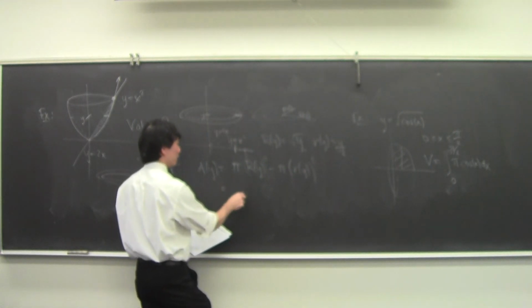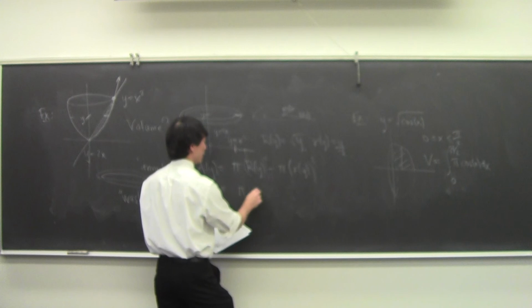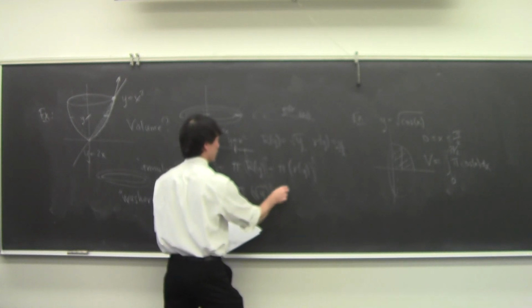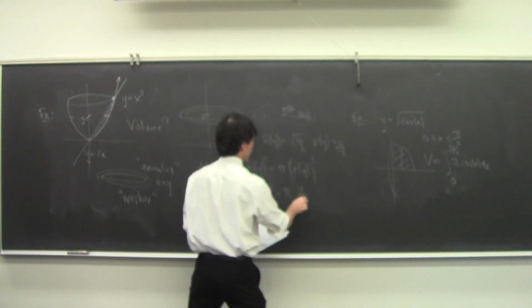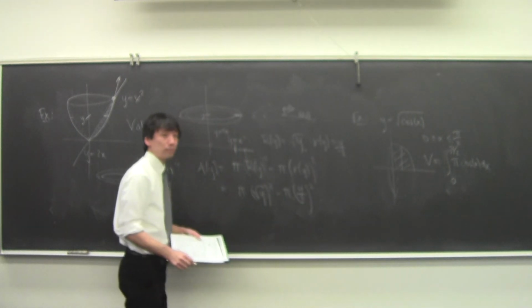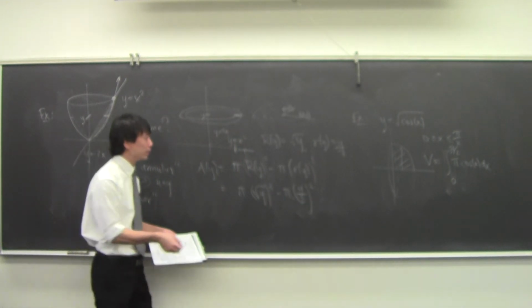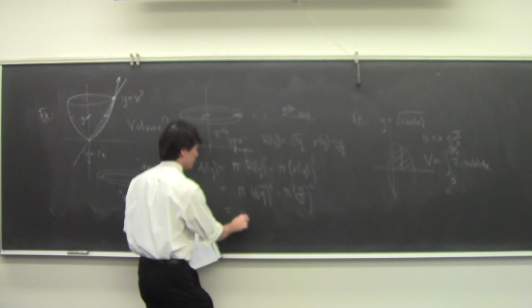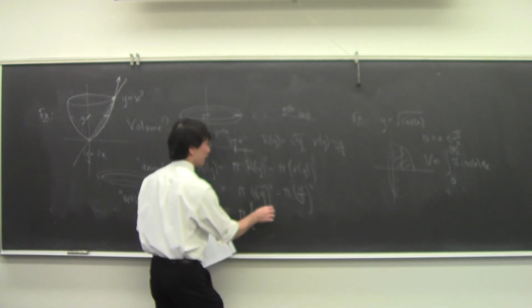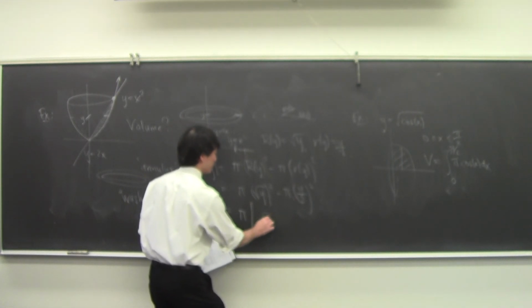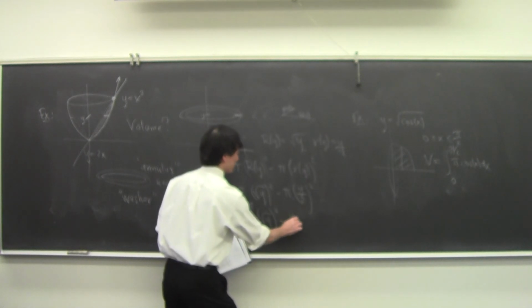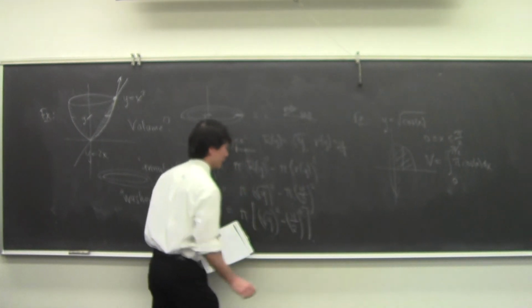And so you end up with pi big radius squared minus pi little radius squared. And of course, you notice that you could have written it as pi times big radius squared minus little radius squared, if you wanted to, which is cleaner.